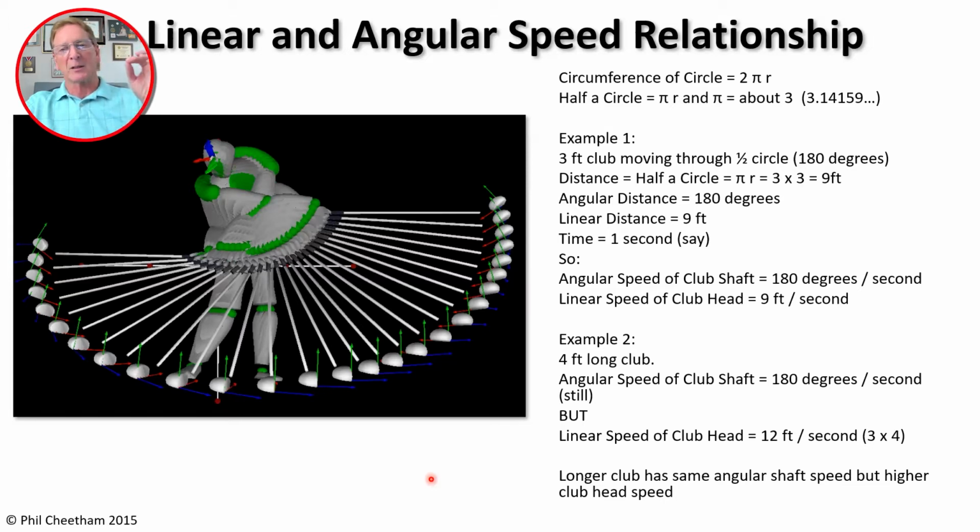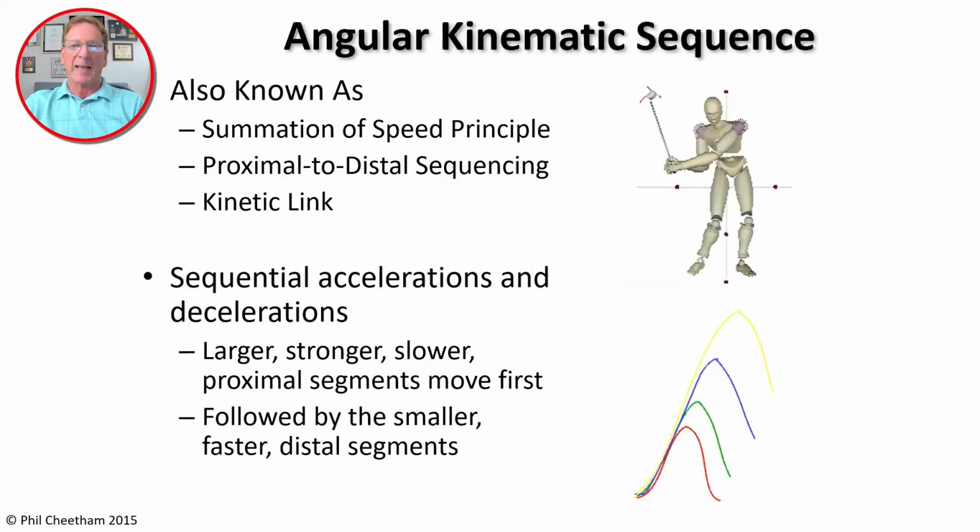So now let's look at the kinematic sequence, which is both angular and linear speeds. In fact, you're probably used to hearing the kinematic sequence being rotational speeds. Well, I'm going to introduce you now also to the linear kinematic sequence. But let's start with the one that we're used to. Let's start with the angular kinematic sequence. The angular kinematic sequence is also known as the summation of speed principle. So different parts of the body, rotations, all sum up to give you the total speed of the endpoint.